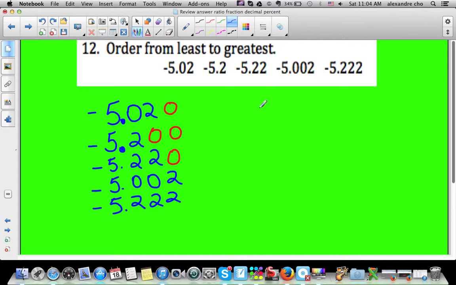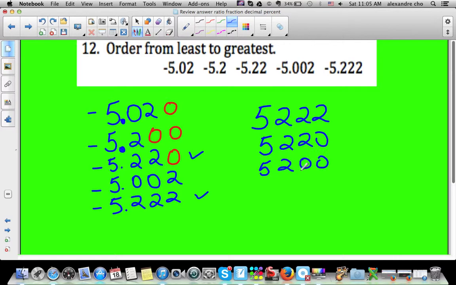Well, the biggest number would be 5,222. Second biggest number would be 5,220. So let me make a check here. The third biggest number would be 5,200. Fourth biggest number would be 5,020. And the fifth biggest number would be 5,002. Now I'm going to actually put the decimals back where they're supposed to be, and I'm going to put the negative signs.